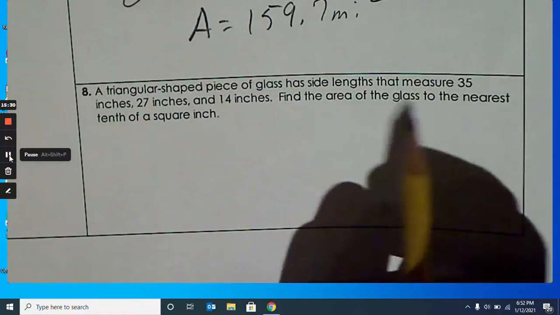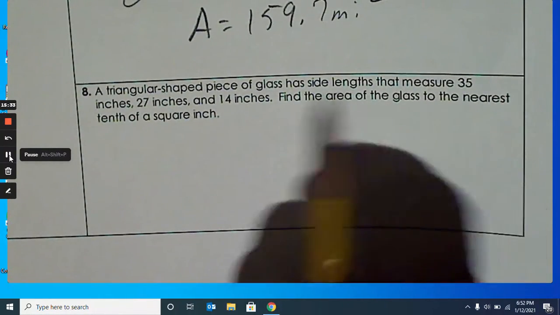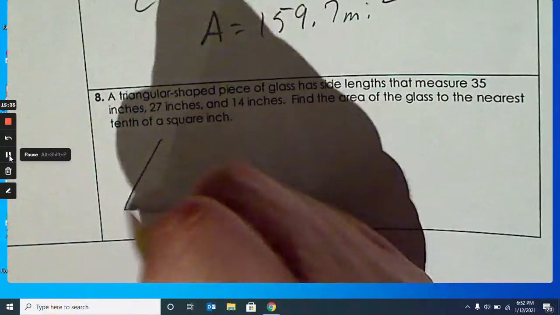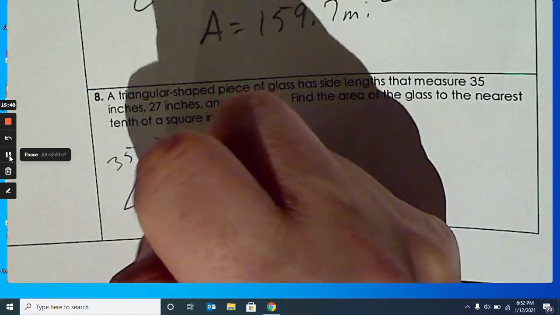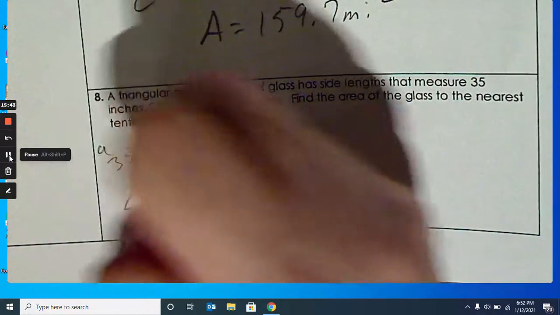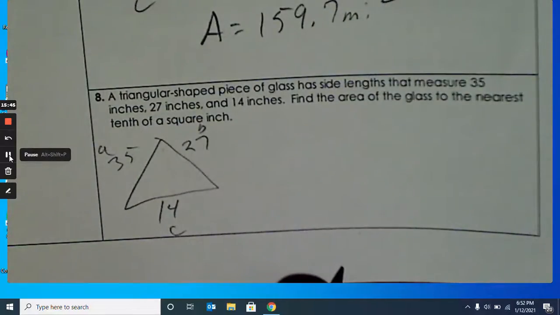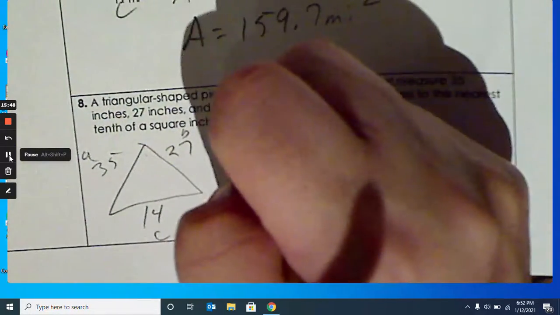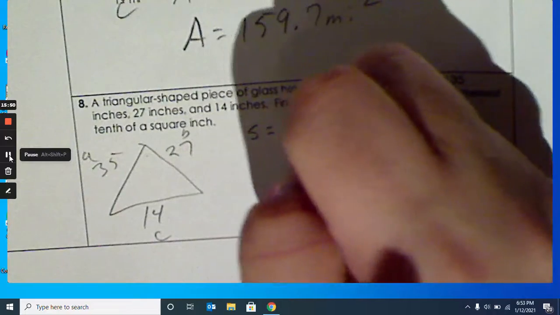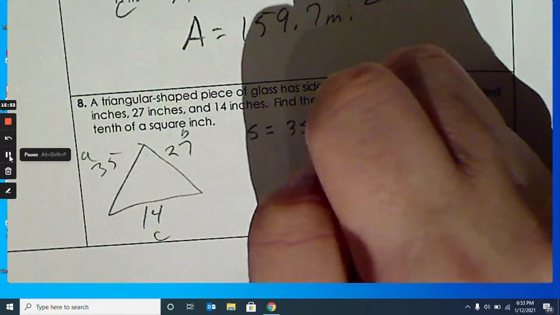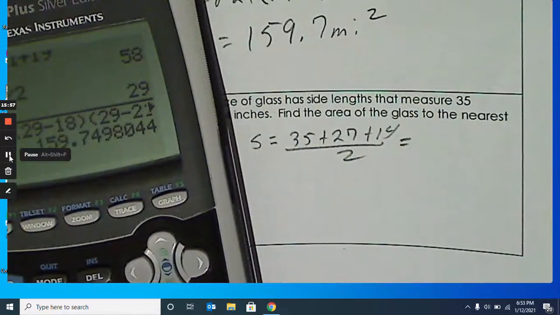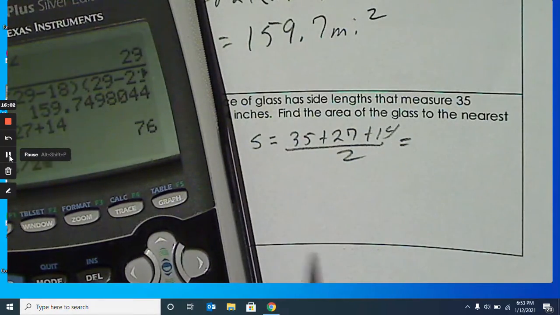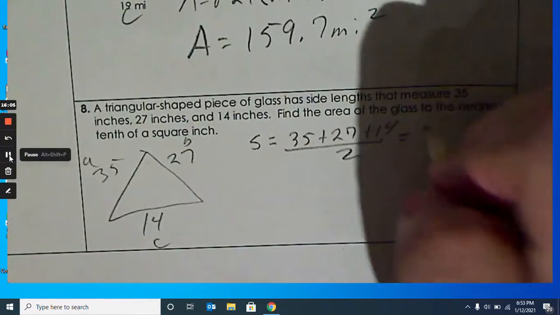And then the same thing here. 35, 30, 27, 14. Find the area of the nearest 10th square inch. So I draw my triangle. It says the length has 35, 27, and 14. And again, it doesn't matter which one I call ABC, but I'll just label it that way. So I'll find S first. 35 plus 27 plus 14 divided by 2. Looks like I get 38.